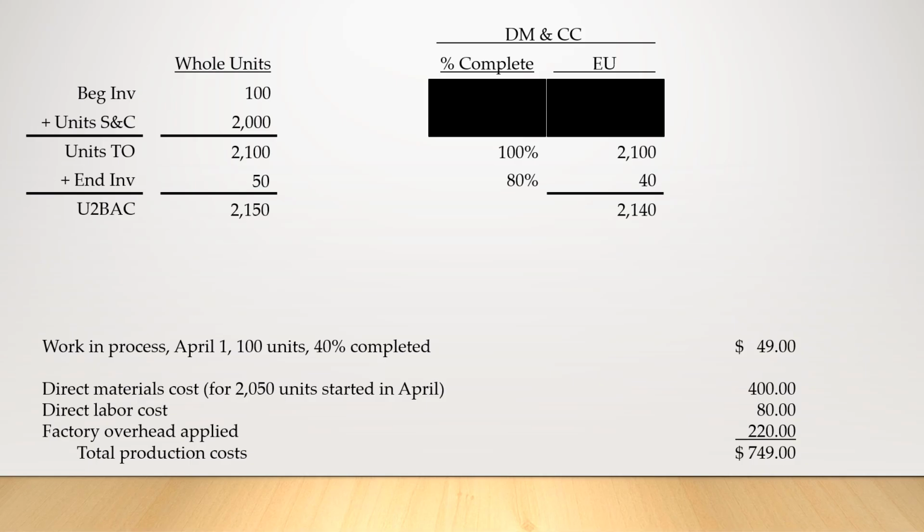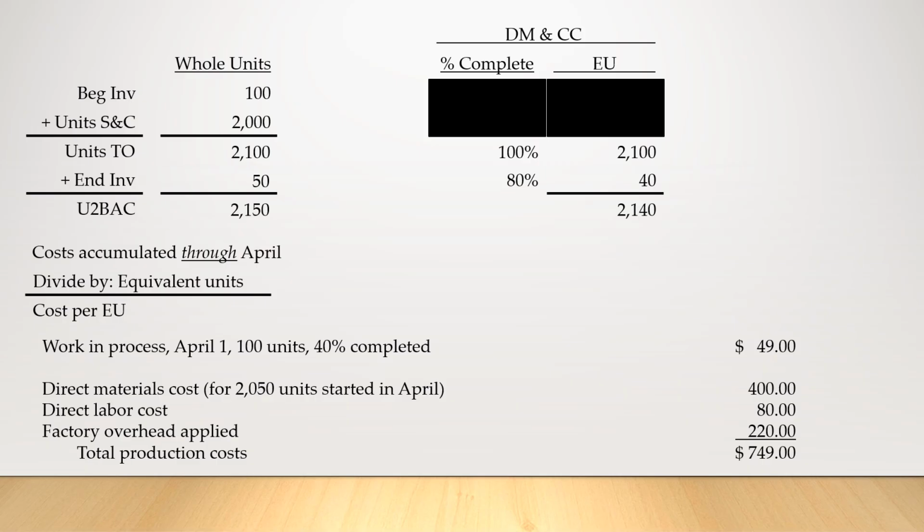Next, we calculate cost per equivalent unit by dividing costs accumulated through April by equivalent units. Here's our second distinction from the FIFO method. We use costs accumulated through the end of the month, not just costs incurred within the month. Our numerator in this calculation will be total production costs, including the cost of beginning inventory. Divide that by the 2,140 units to be assigned costs, and the cost per EU is 35 cents.